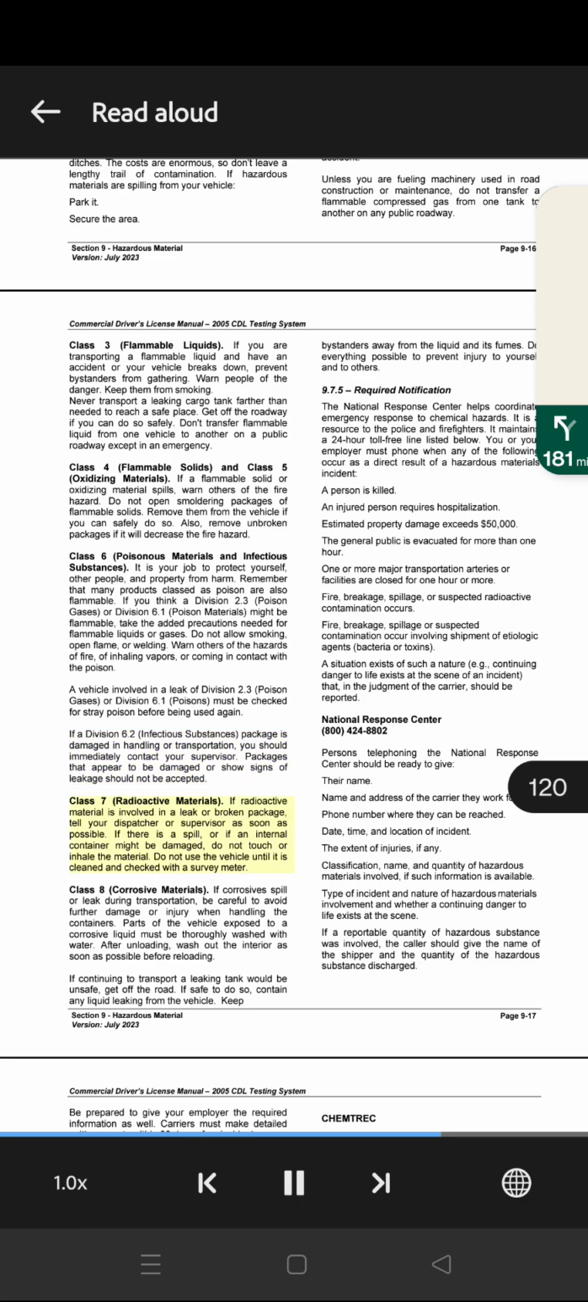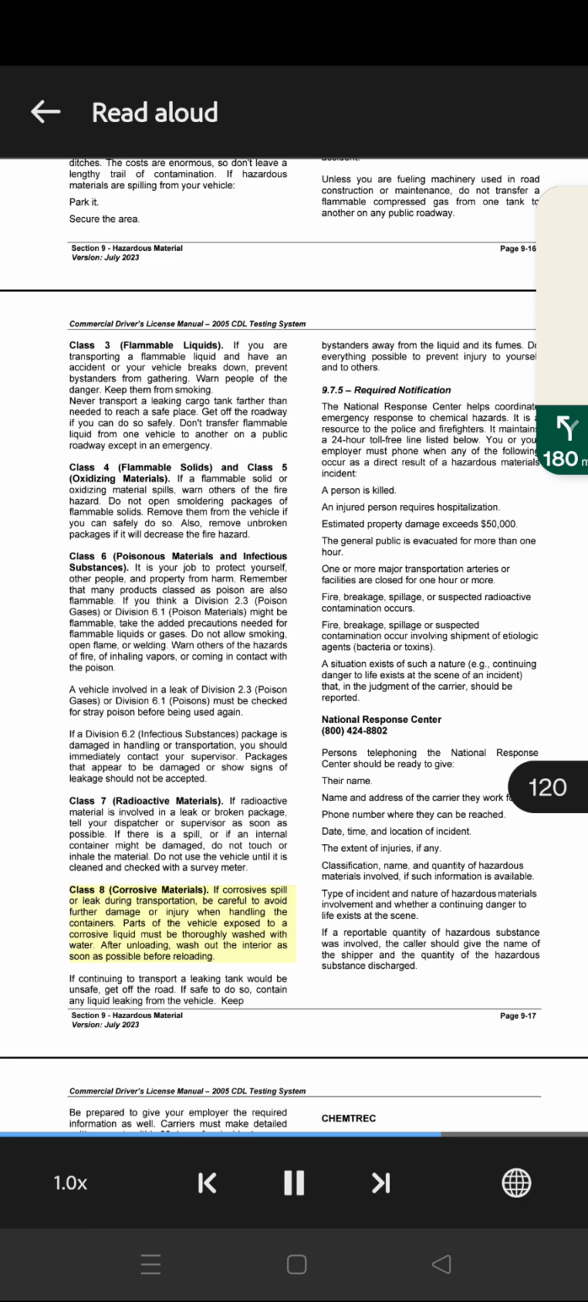Class 7 Radioactive Materials. If radioactive material is involved in a leak or broken package, tell your dispatcher or supervisor as soon as possible. If there is a spill, or if an internal container might be damaged, do not touch or inhale the material. Do not use the vehicle until it is cleaned and checked with a survey meter.